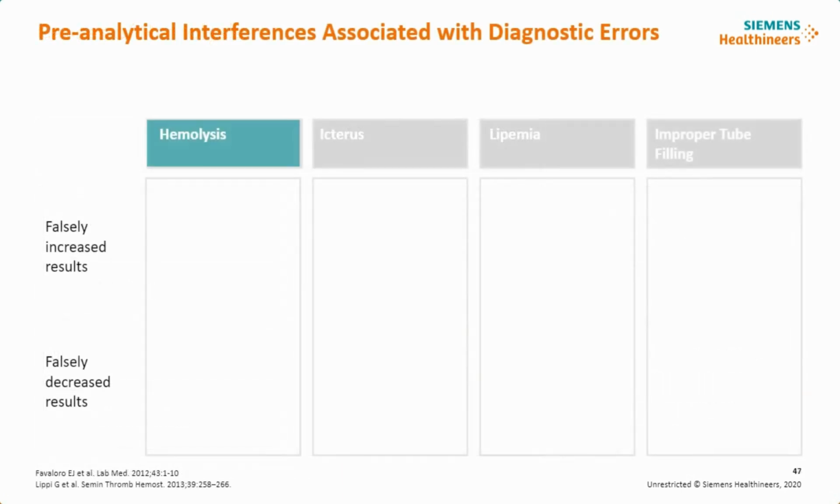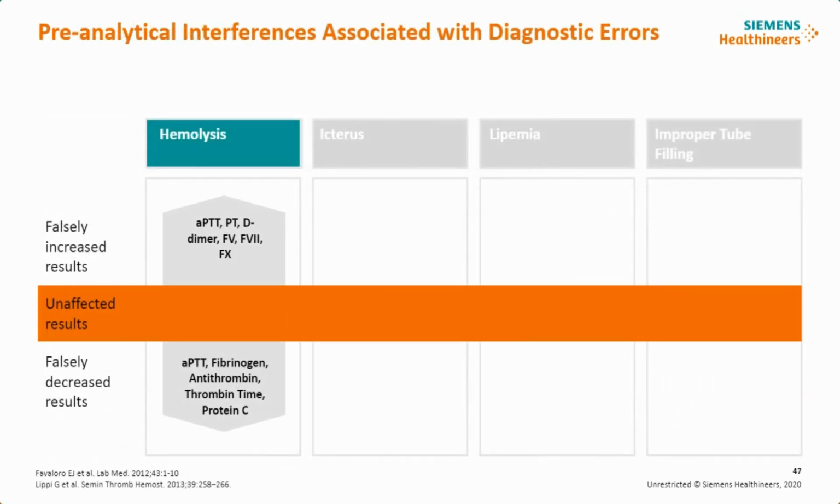Now, what effect do these interferences have on coag testing? We can see here, they can either falsely increase some of your results, or falsely decrease some of your results. So again, it depends on which assays are being measured, but you can see hemolysis has a pretty robust effect, either falsely increasing or decreasing some of our coagulation results.